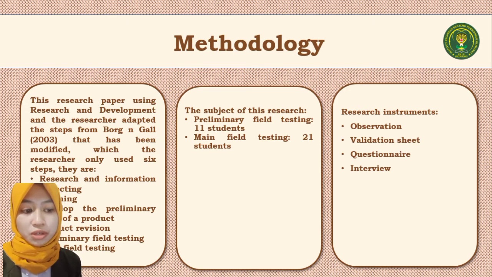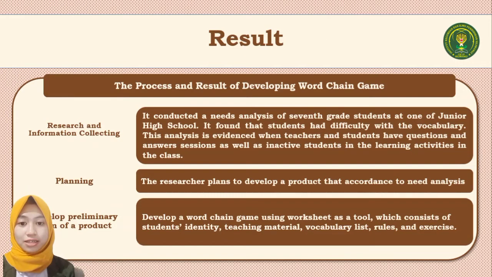The researcher used a questionnaire to obtain information from students, and it contains 10 questions which were distributed to students. And also, the researcher used an interview to obtain information from students, and it contains 5 questions which were distributed to 5 students. The next slide is result. The first one is the process and result of developing word chain game.